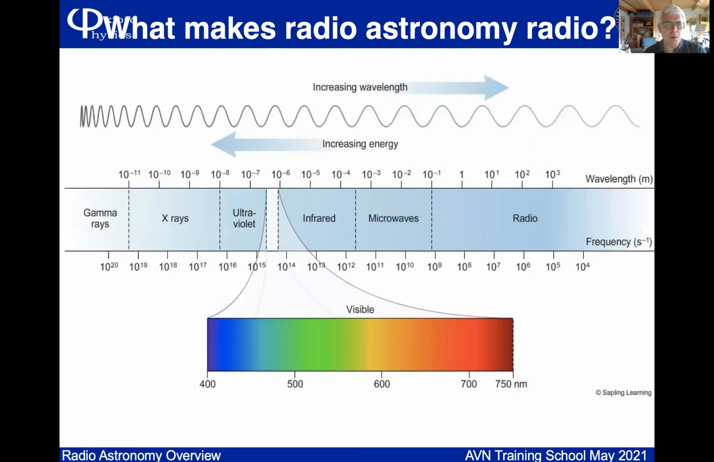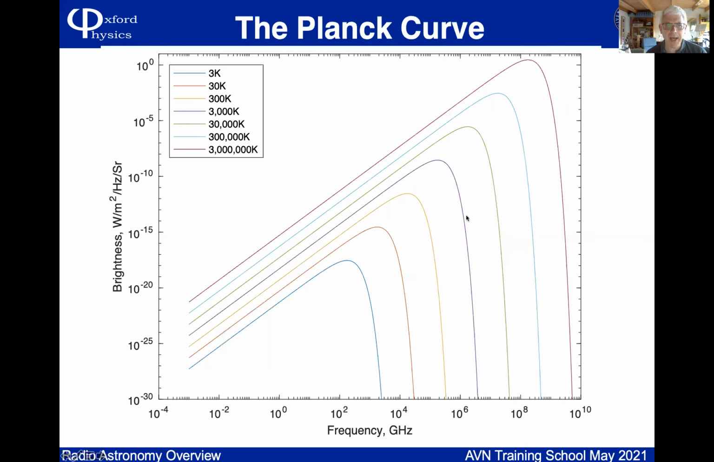So what makes radio astronomy radio as opposed to all the other branches of astronomy? So here's the electromagnetic spectrum. The optical, the visible, is just a small chunk, and the radio occupies this region of the low frequency, long wavelength part of the spectrum. And there's a physical reason behind why it's radio, and we'll talk about this again a little bit more in a later lecture.